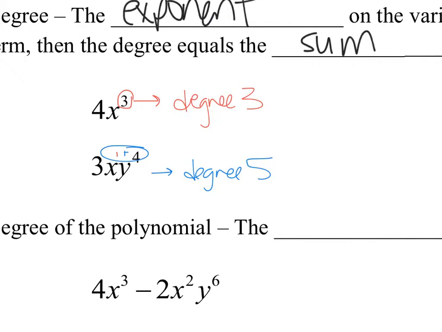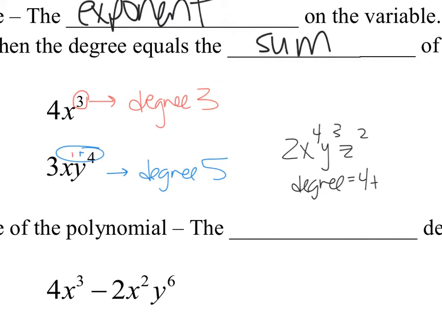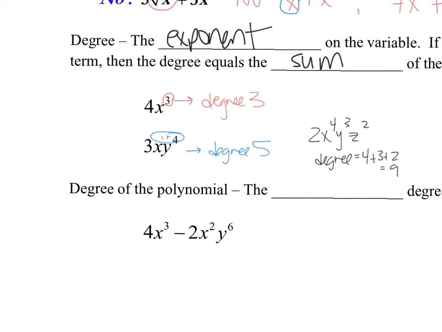So I can give you another example here. What if it was 2x to the fourth, y to the third, z squared? The degree would be 4 plus 3 plus 2, which is 9. Okay, so there could be multiple variables with a bunch of different exponents. You add them all together if it's within the same term. So that's kind of rule number 1.